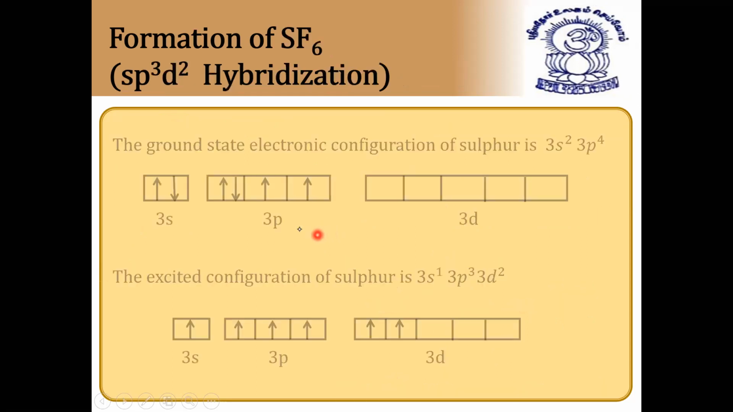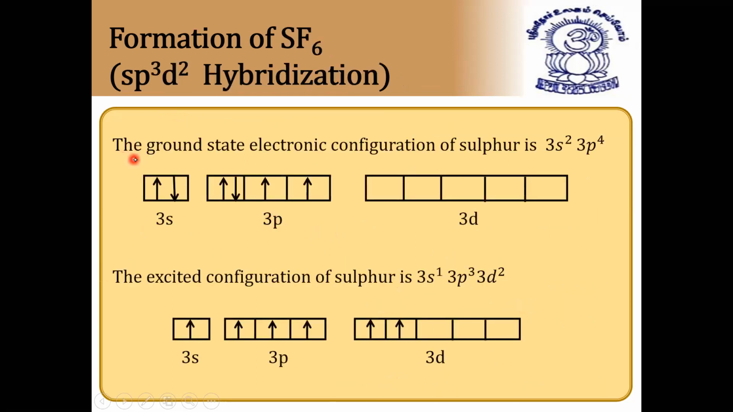Next. Formation of the SF6 molecule, the next example of sp3d2 hybridization. What is this? sp3d2 hybridization. So the ground state electron configuration of sulfur is 3s2 3p4. It also has an empty 3d orbital.